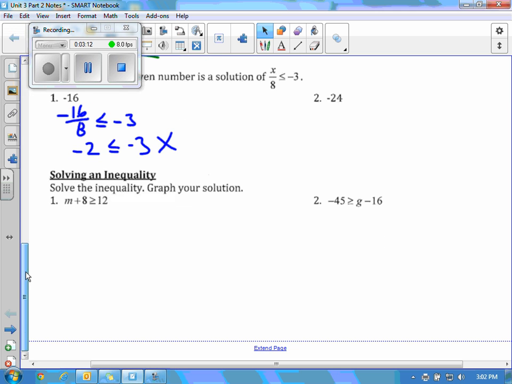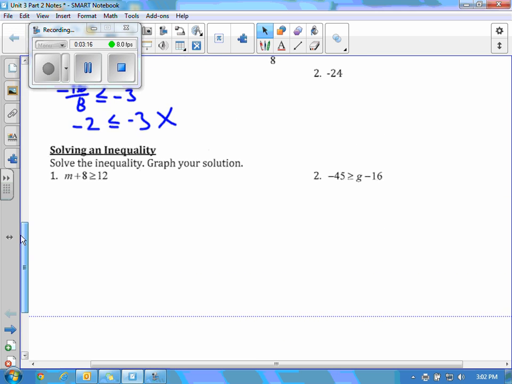If you look at the bottom of the page, it's the beginning of just a bunch of examples of solving inequalities. Okay, the directions say to solve an inequality and then graph your solution. Now what you need to know is that when we solve inequalities, we're solving them basically the exact same way as we solve equations. Inequality symbol instead of an equal sign.